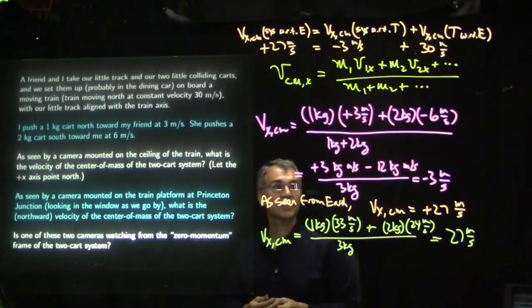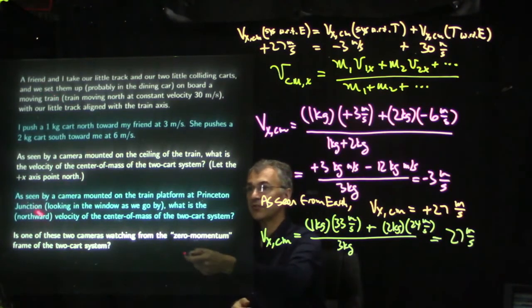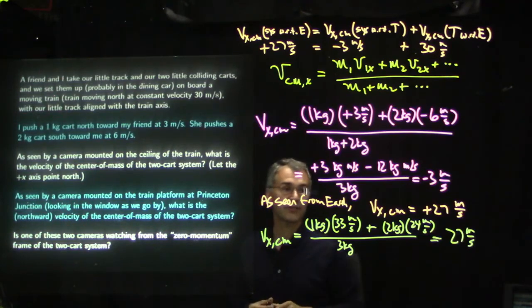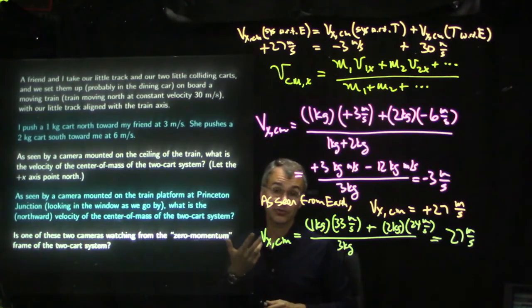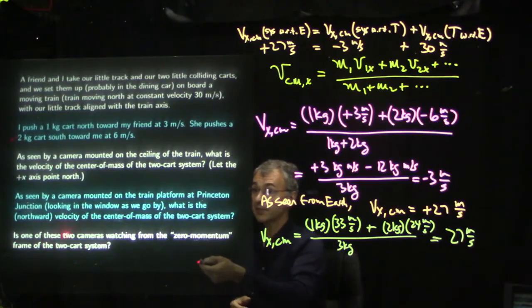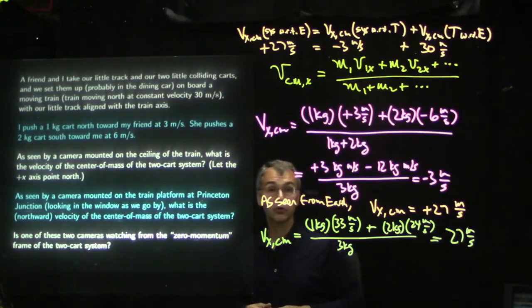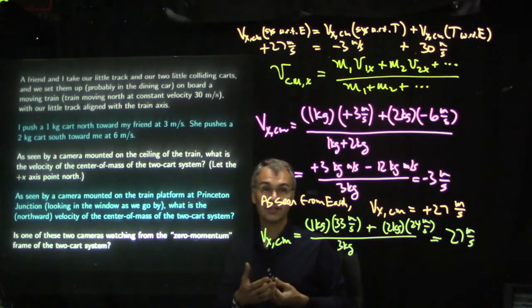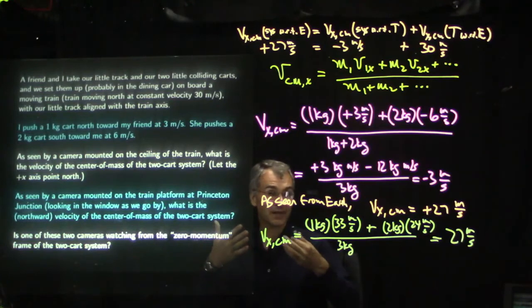So, either way, we say, as seen by a camera mounted on the train platform at Princeton Junction, it's 27 meters per second is that center of mass velocity of the system along the x-axis, which is the axis pointing north. Is one of these 2 cameras watching from the zero momentum frame of the 2-cart system? No, because it would only be the zero momentum frame if it turned out that that system's momentum were 0 as seen in that frame. In that frame, in other words, by that camera.